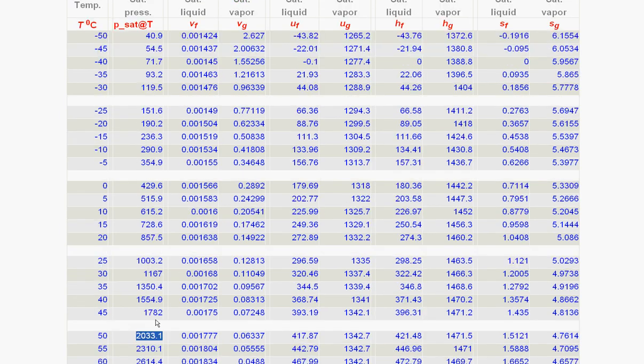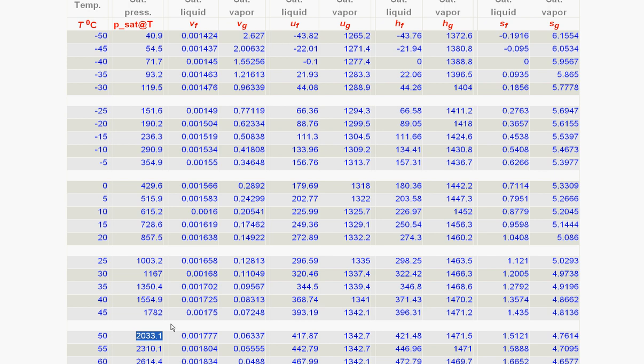So that means, because of the constant pressure line, constant temperature line in a PV diagram, we know that the pressure is always going to stay the same so long as the temperature stays constant. So whenever we have saturated ammonia at 50 degrees Celsius, the pressure is going to be 2033.1 kilopascals, always.